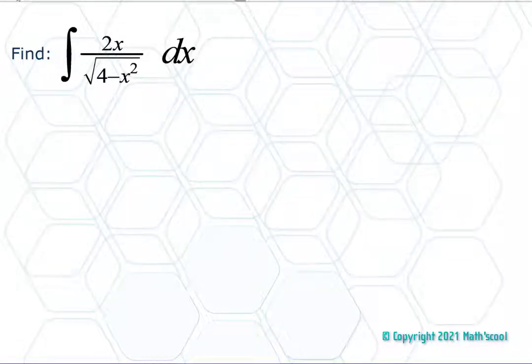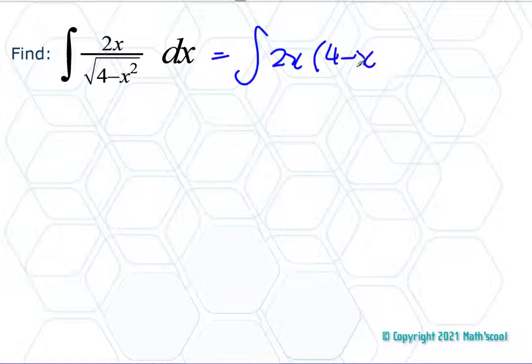Okay, that's quite complicated. That looks like a pretty tricky integral. But the method that we're going to use, which is reverse differentiation or recognition, will actually make this look quite easy. Rewrite it using indices first of all. 2x, 4 minus x squared to the power minus a half.